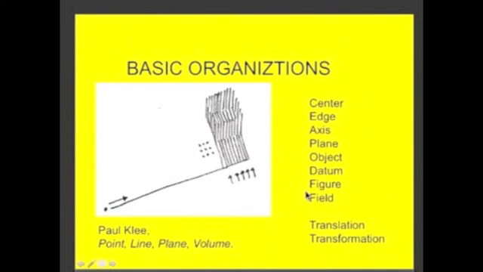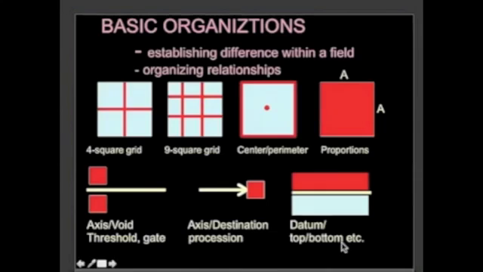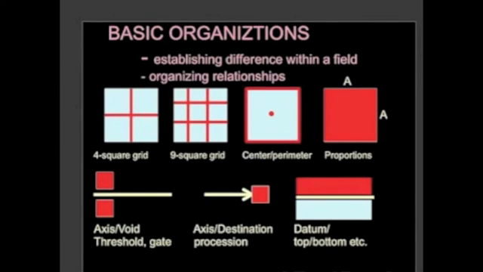And so forth. So we have all of these conditions of center, edge, axis, plane, object, datum, figure, field, and they're all interrelated through translation, dragging, or transformation. So these are some basic organizations that we can look at. And we're starting with something as elemental as a square. And in a sense, we're picking up on what Harrison was saying about how a square table here can be understood as something that is articulated.